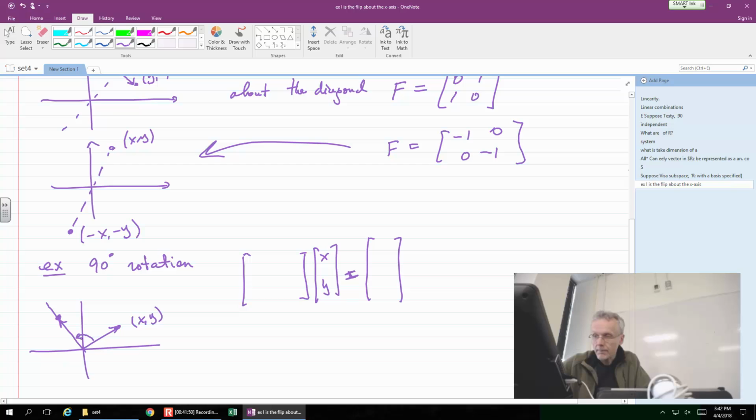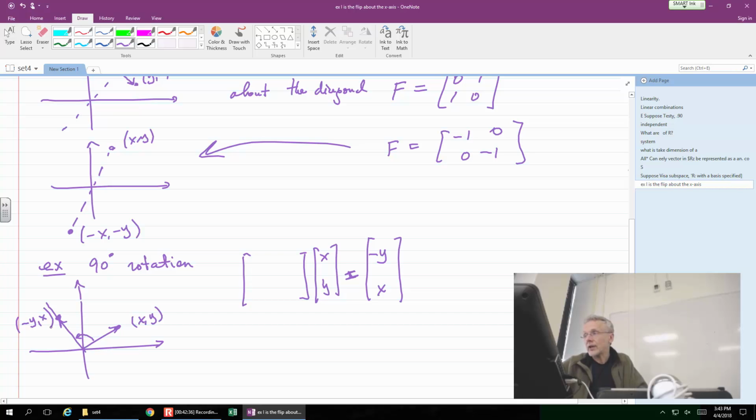90 degrees. Almost. You still flip the variables again, right? So it will be negative. The x coordinate becomes negative y, right? So (negative y, x), because you're only turning it onto the other axis.